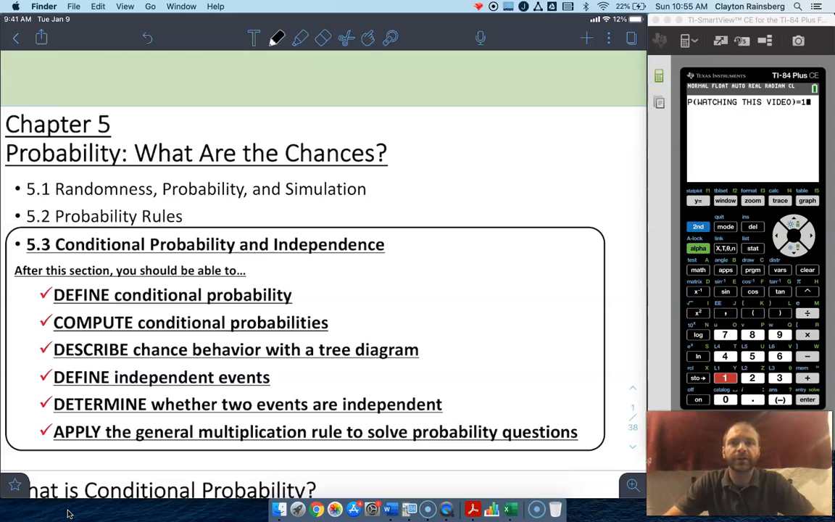Mr. Ainsberg here, and we are looking at lesson 5.3, which is conditional probability and independence. We're going to start with conditional probability, look at the formula, look at how to read it and say it, and then we're going to go into this concept of independence with probability. And this concept is a big concept, and it's a confusing concept.